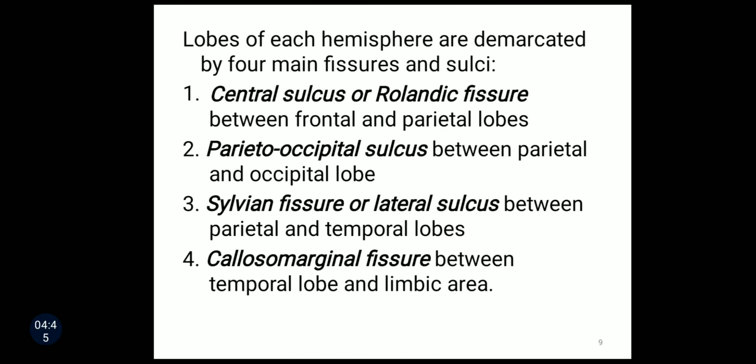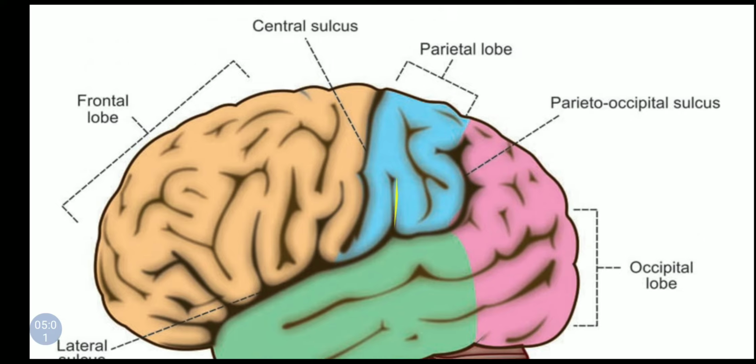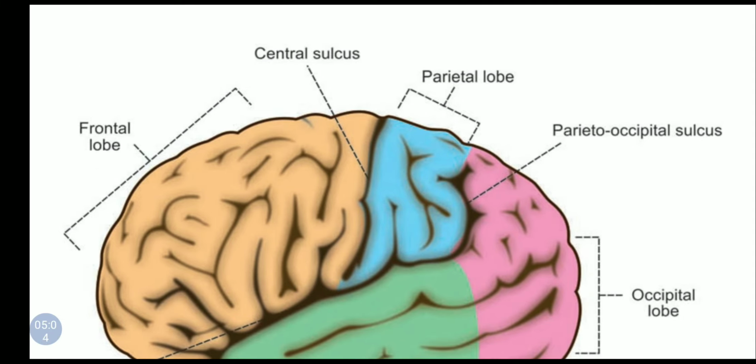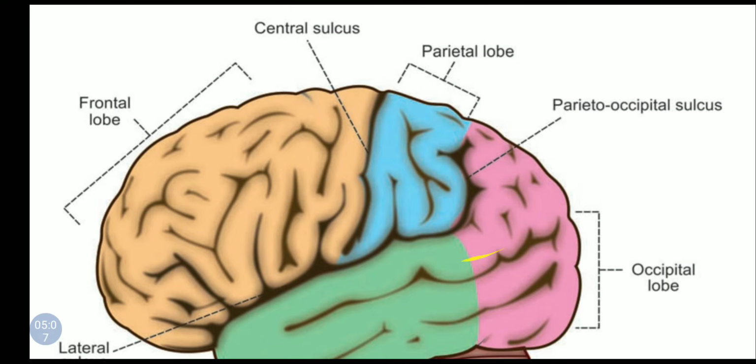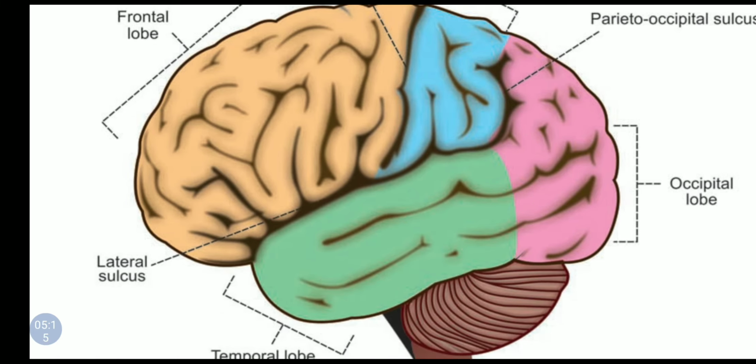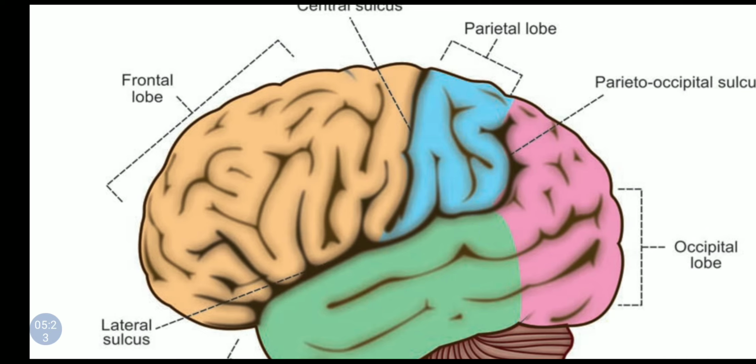The lobes of each hemisphere are demarcated by 4 main fissures or sulci. One is the central sulcus or Rolandic sulcus, which is situated between the frontal and parietal lobe. Then there is the parieto-occipital sulcus, which is situated between the parietal lobe and occipital lobe. Then the third one is the lateral sulcus, also called the Sylvian sulcus, which is situated between the parietal lobe and temporal lobe.